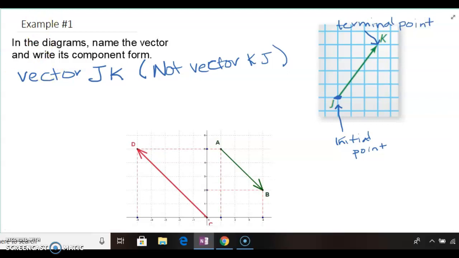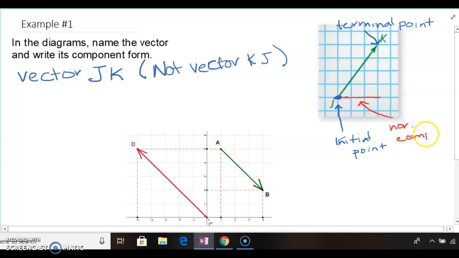Okay, so how far left and right do I go? So here I'm going right. This is my horizontal component, right? And then how far up and down? So from here to here, this is my vertical component. Okay, so all those vocab words are on this picture.